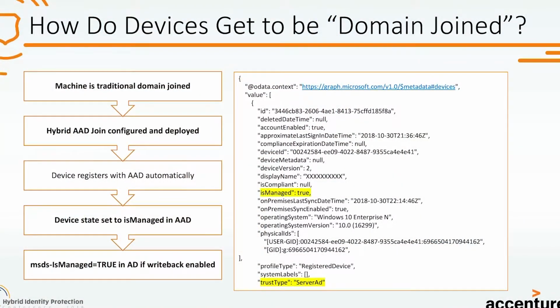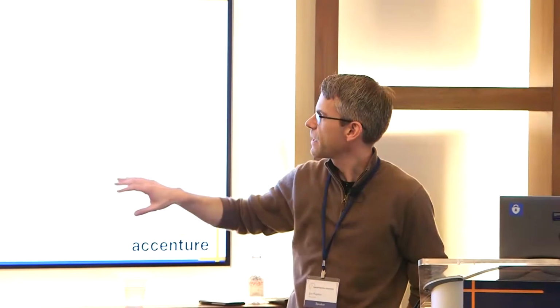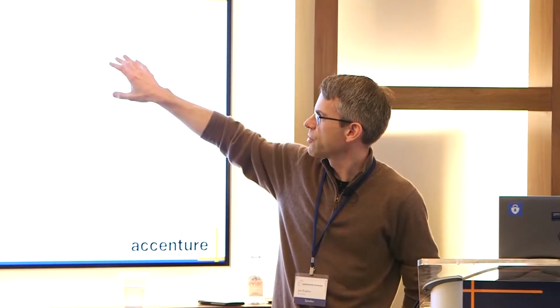Okay, let's see how we're doing. Oh my gosh, we're running out of time. So I want to talk a little bit about how something actually gets to be domain joined. So this applies to the hybrid join use case specifically. And what I want to do here is actually show you a little bit.